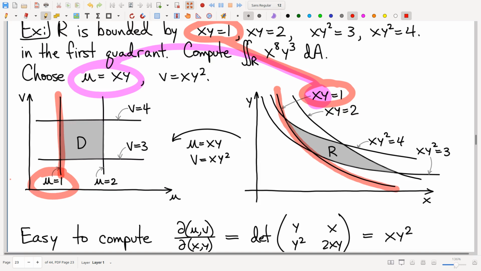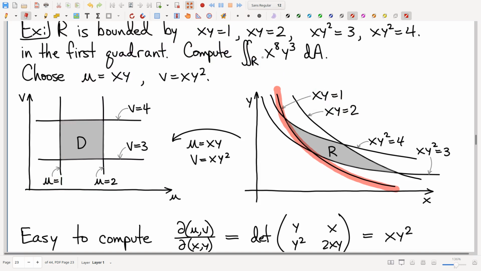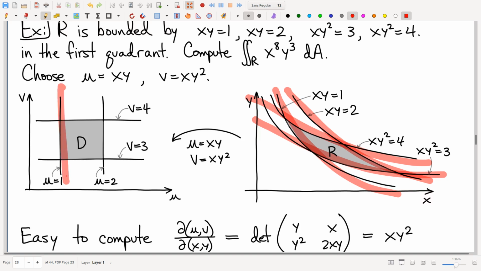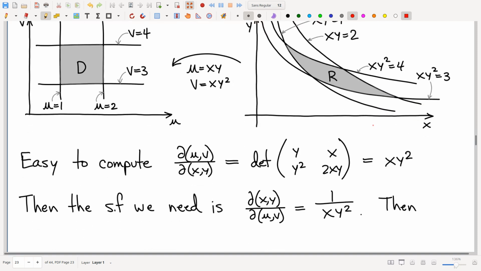And so the really nice effect then is that this weird collection of strange curves intersecting in undesirable ways in the xy plane turns into a rectangle in the uv plane. It's awesome. Everybody see the move? Okay. Really, really nice.